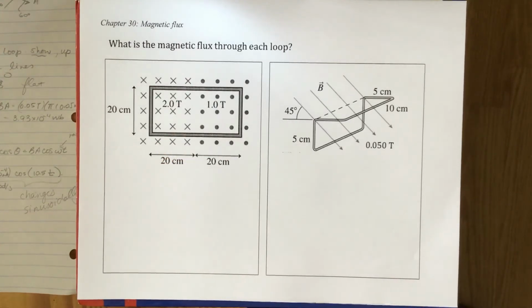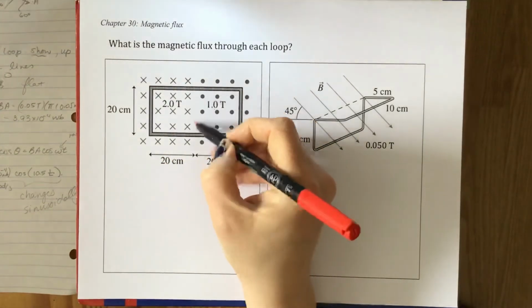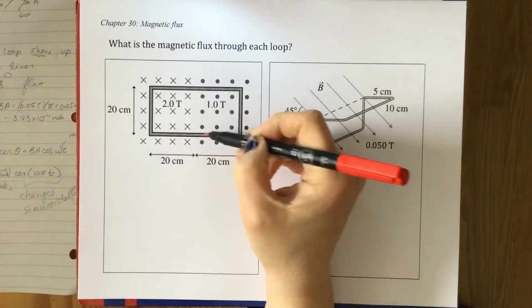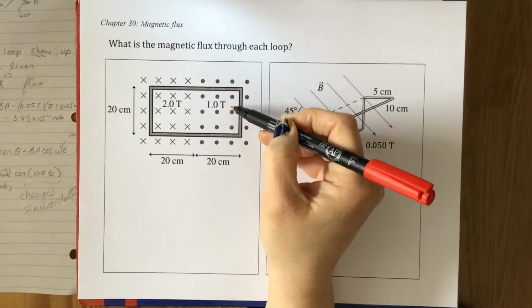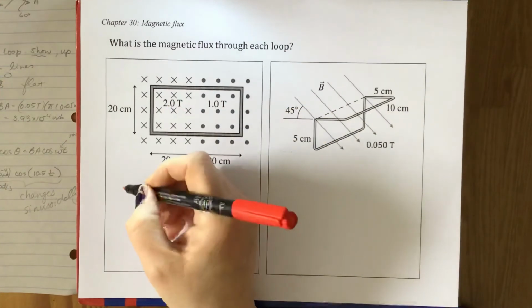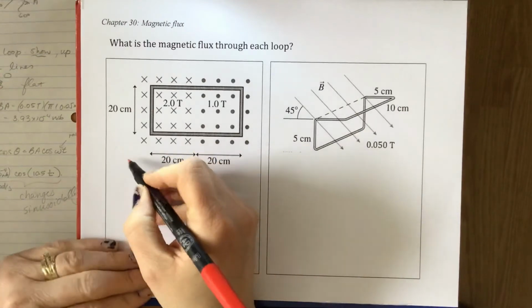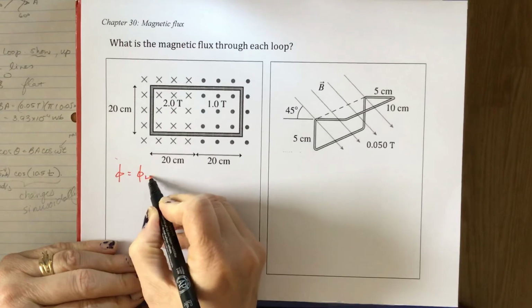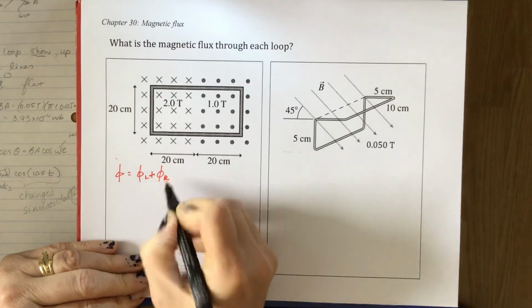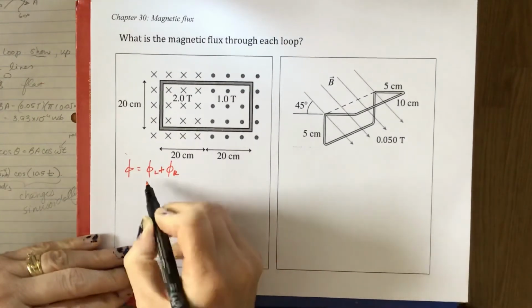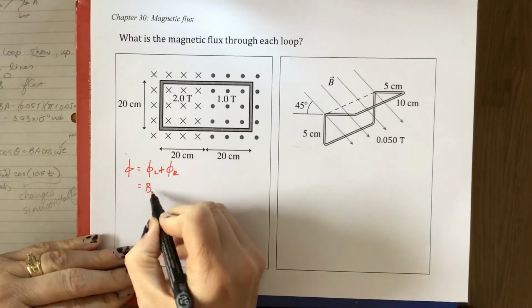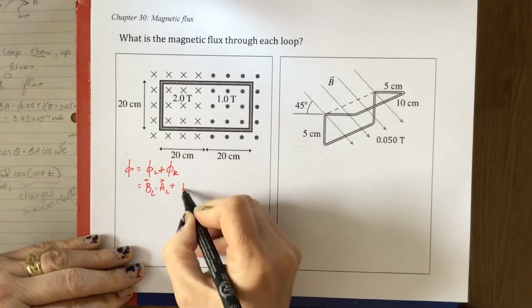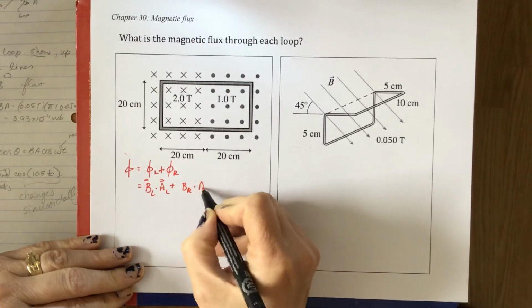So let's start with this guy. The net magnetic flux, so right here it's going to have a flux where the magnetic field is into the page. Right here it has a flux where the magnetic field is out of the page. So this has two contributions to the magnetic flux. So I'm going to say the flux on the left part plus the flux on the right part. The magnetic flux on the left part will be the magnetic field on the left dotted with the area on the left. Likewise for the right.